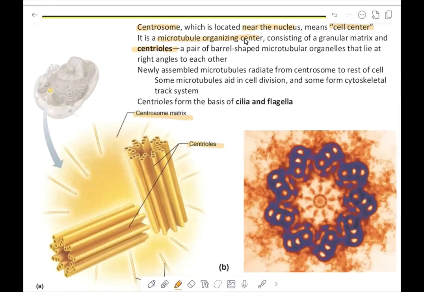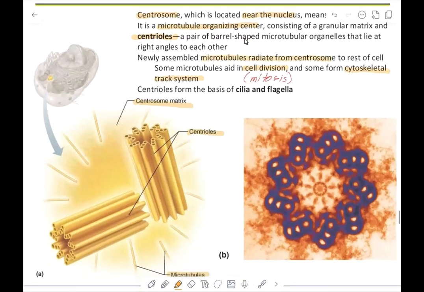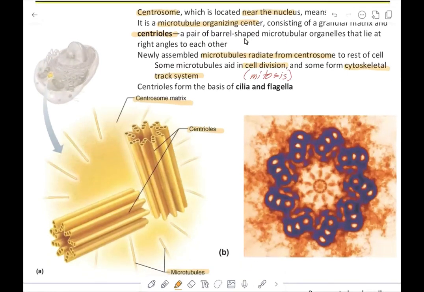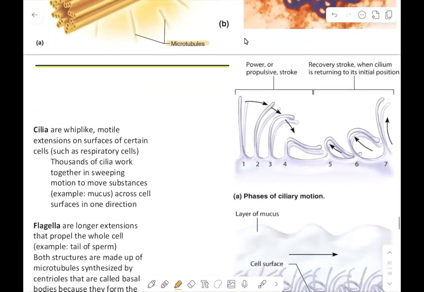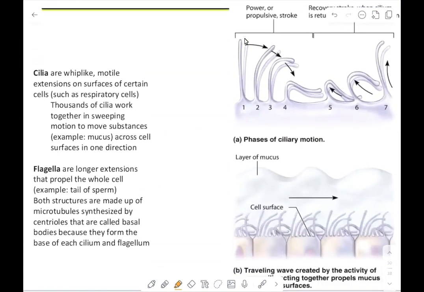and these microtubules radiate from the centrosome, and they're going to aid in cell division, specifically mitosis. Also, some of them are going to form the cytoskeletal track system that allows vesicles to move from one end of the cell to another. Centrioles also form the basis of what are called cilia and flagella. And cilia are in specialized regions of the body, like the trachea, for example.